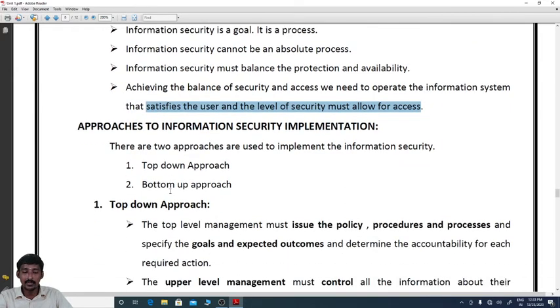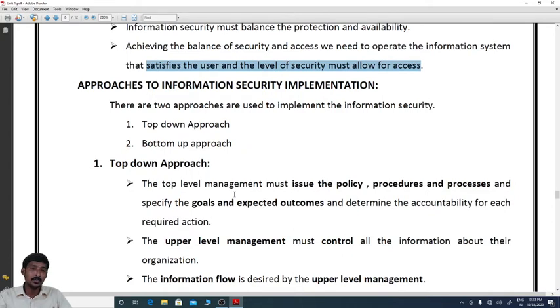The next one is implementation of this security. There are different types of approaches to be followed. One is a top-down approach, and the second is a bottom-up approach. The top-down approach involves the top-level management. For example, in a college, the principal or the HOD of the respective department acts in the top-down approach, defining policies, procedures and processes, specifying the goals and expected outcomes, and determining accountability for required action.